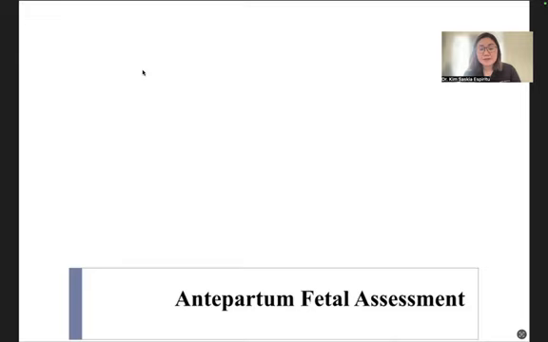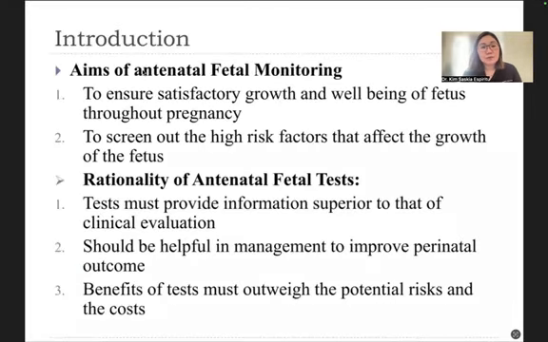Good morning. This is a lecture regarding antepartum fetal assessment. This aims to monitor the fetus inside the abdomen. This is to ensure satisfactory growth and well-being of the fetus throughout the pregnancy. This will also screen out high-risk factors that can affect the growth of the fetus.